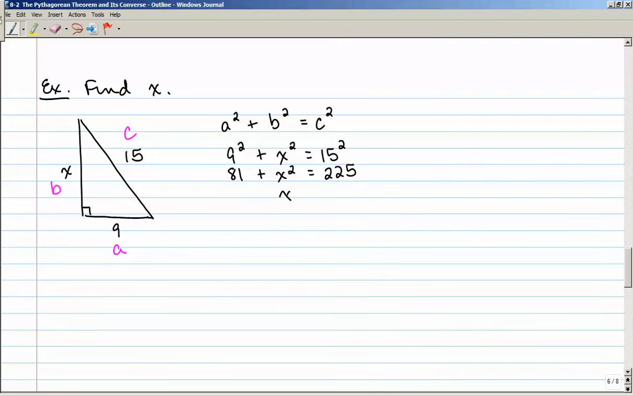Subtracting 81 from both sides, I get 144, and then taking the square root of both sides, I get x equals 12. And that's the length of the vertical leg of this right triangle.